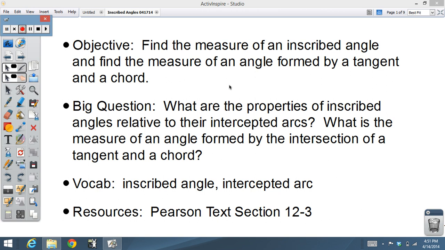So, big question, what are the properties of inscribed angles relative to their intercepted arcs? What is the measure of an angle formed by an intersection of a tangent and a chord? And our vocab, inscribed angles and intercepted arcs. And again, we'll get right to it.